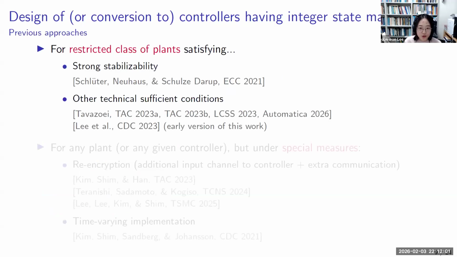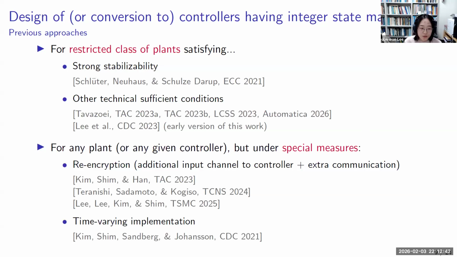So let's go back to controllers having integer state matrix. There are previous approaches to design such a controller or convert a given controller to have this kind of property. However, many of them are applicable only for a restricted class of plants, satisfying, for example, the strong stabilizability or other technical conditions which are presented in these papers.